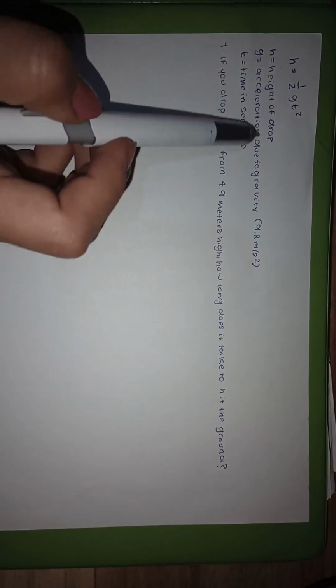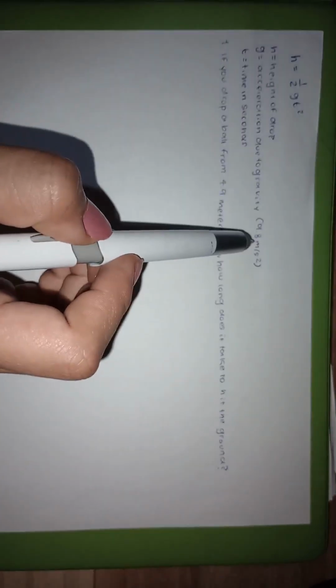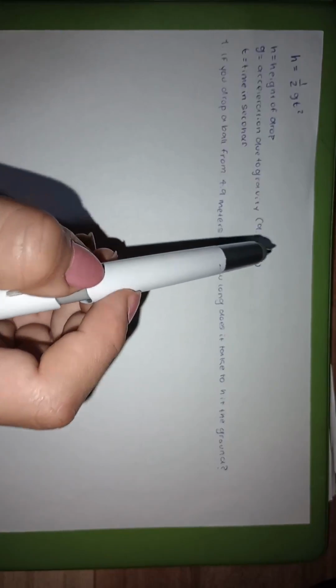So the formula reads as follows. Height of the drop is equal to half of the acceleration due to gravity, which we already mentioned, that is 9.8 meters per second squared, times the time in seconds squared.